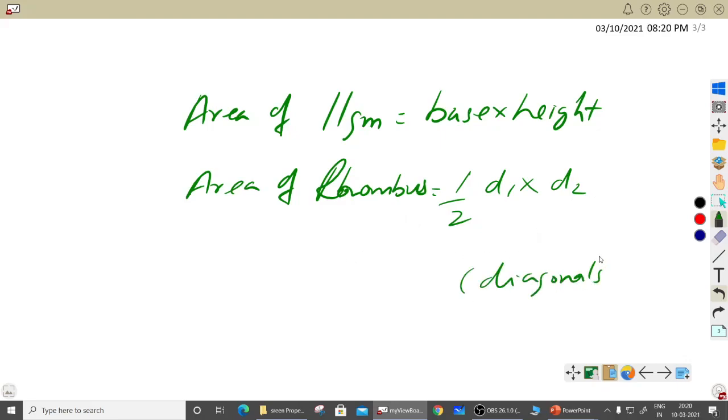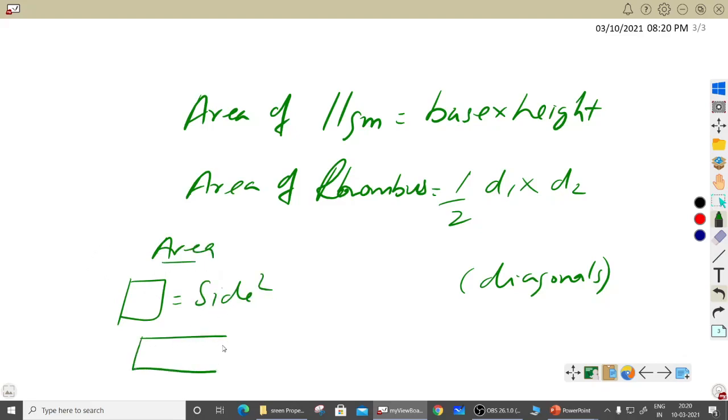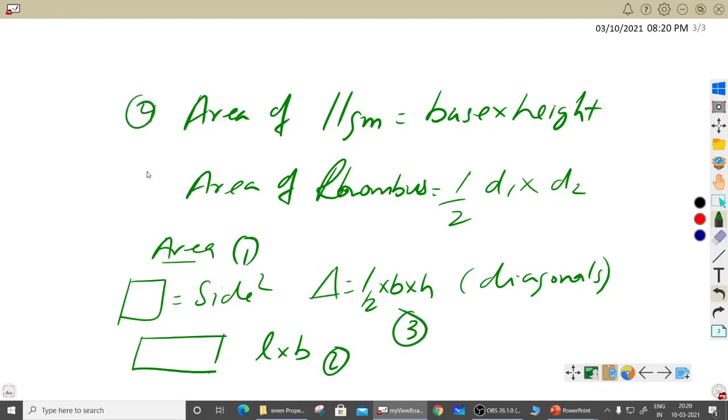My dear student, simply apply this common sense and the earlier knowledge. The area of a square is side square, the area of a rectangle is length into breadth, the area of a triangle is half base into height. All these formulas of area together will help you to solve the problems in this chapter. Do it yourself, okay, and become strong. Thank you.